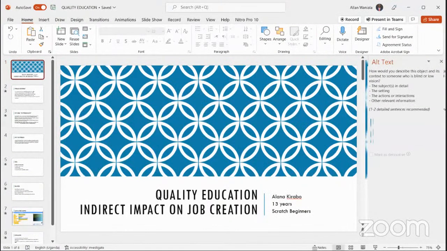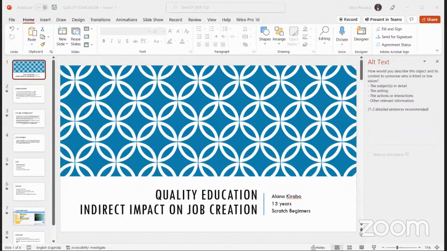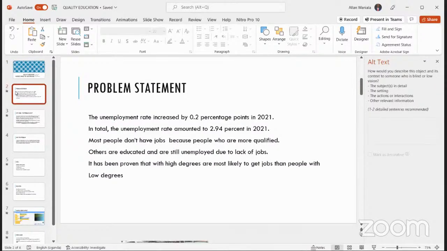My project was on the indirect impact on job creation, the quality. So, the problem statement is there. The unemployment rate increased. The unemployment rate increased by 0.2 percentage points in 2021.